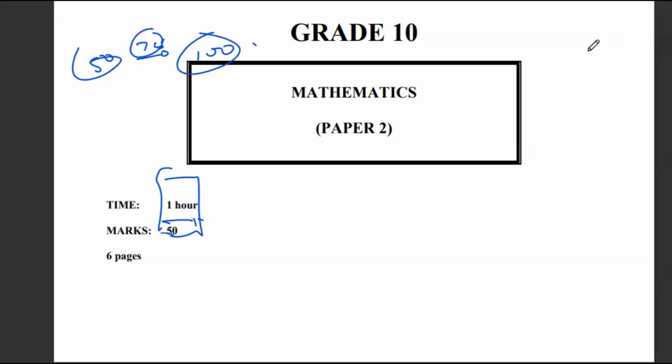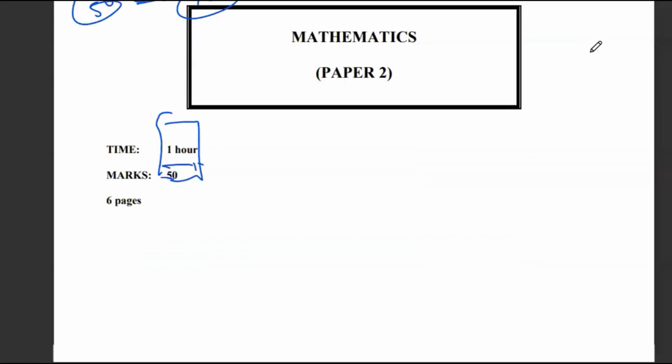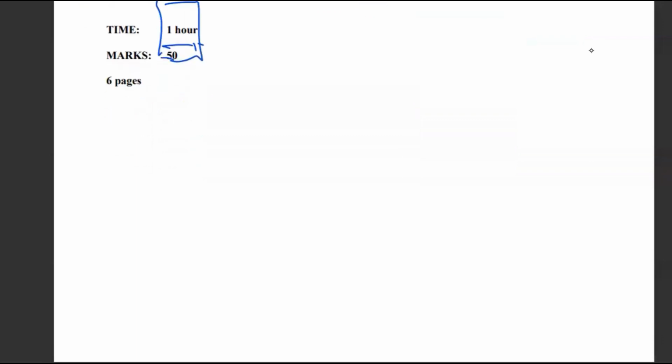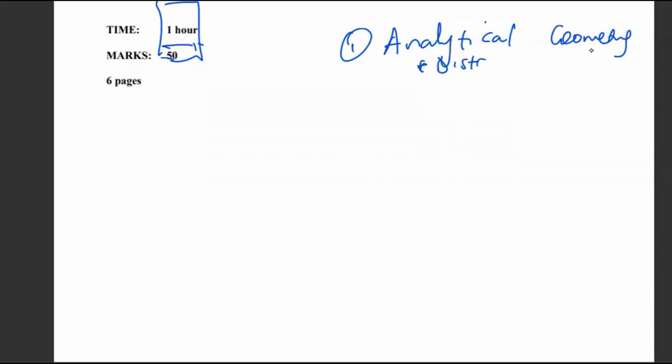Now, the topics that are tested in paper 2 will be basically, number one, what we call analytical geometry. Under this analytical geometry, there are things we look at. Number one is the distance formula. Then we also need to look at the midpoint. And then 3, we look at the gradient of a line.